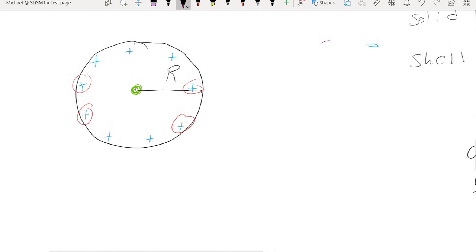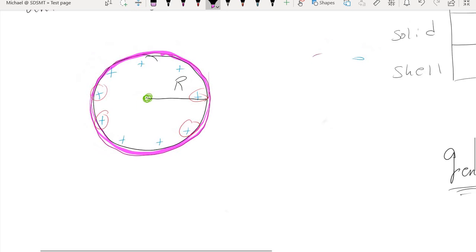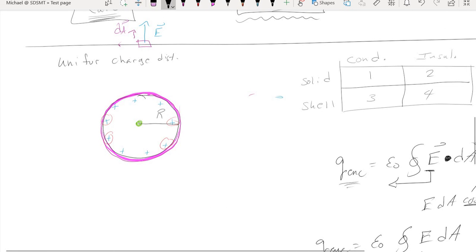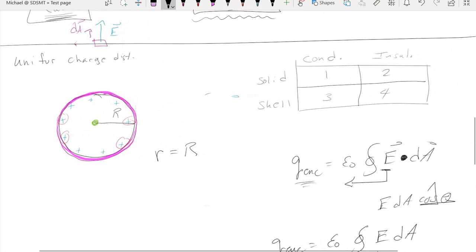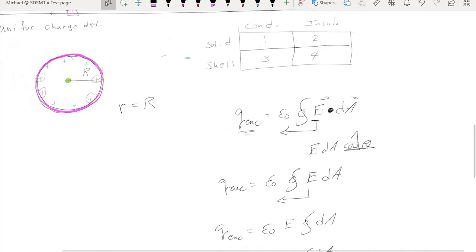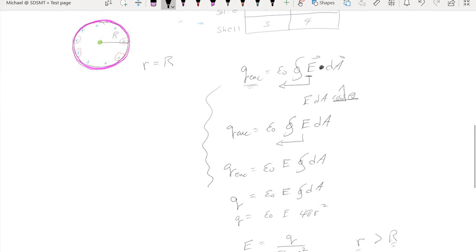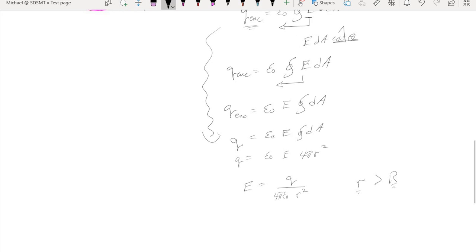Well, physically, the closest that you could get would be right on the surface of that sphere. Maybe I can use the highlighter, yeah, that's a little bit better. So physically, the closest that I can get and still enclose all of the charge is to let r equal R. But from there, all of the math is exactly the same until we get to this point.